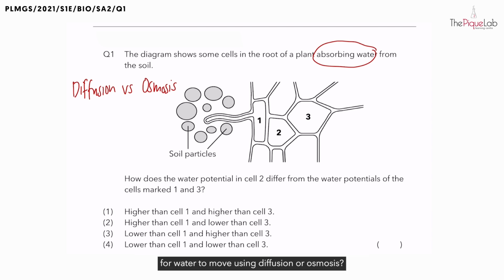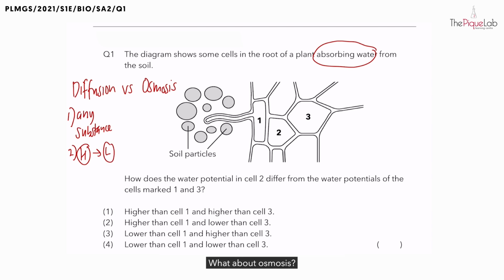So is it possible for water to move using diffusion or osmosis? The answer is yes for both. So what is the difference? Before we discuss the difference, let's check what is diffusion. It is the net or overall movement of any substance. The substance can be solid particles like ink pigments, liquid, or even gas, from high to low concentration.